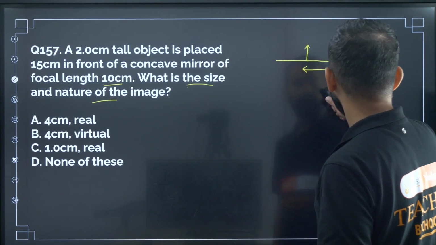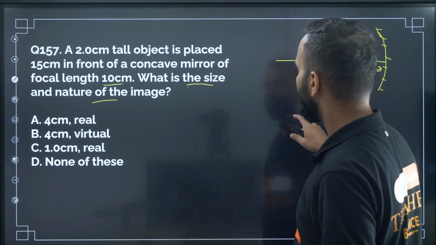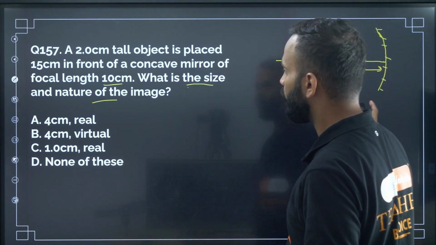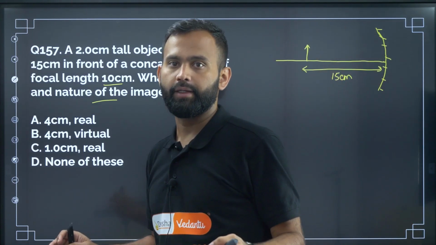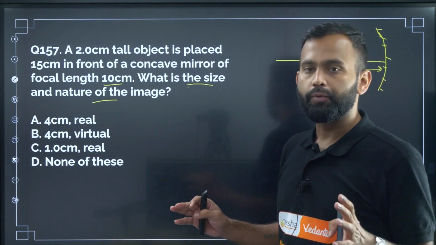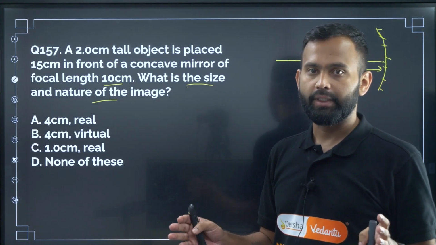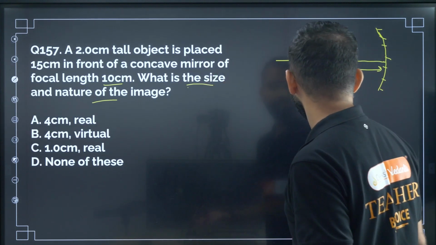Okay. So the focal length of the concave mirror is 10 centimeter. The position of the object is 15 centimeter from the concave mirror, right? So the object is placed between F and 2F, right? Isn't it? So if the object is placed between F and 2F, then the image will form beyond 2F, right? Image will form beyond 2F.